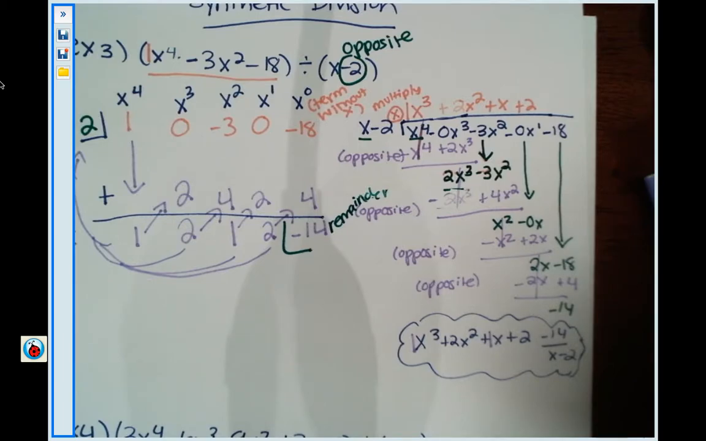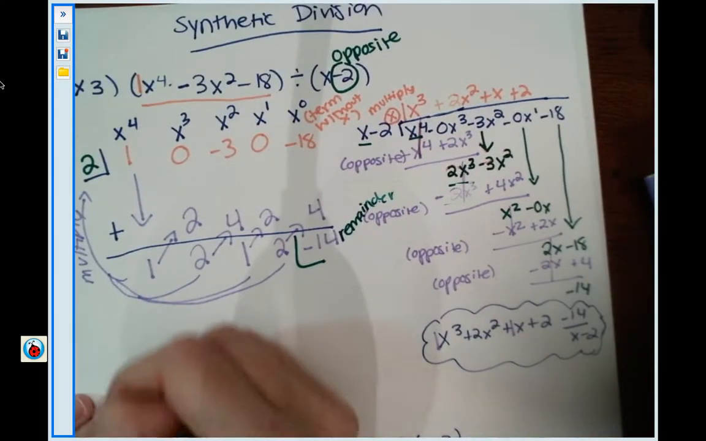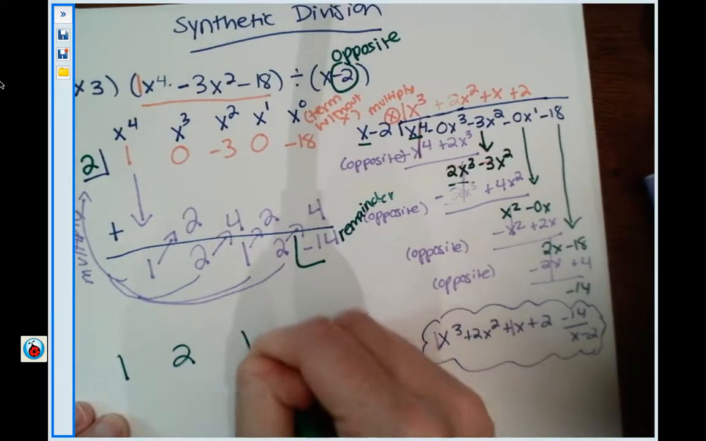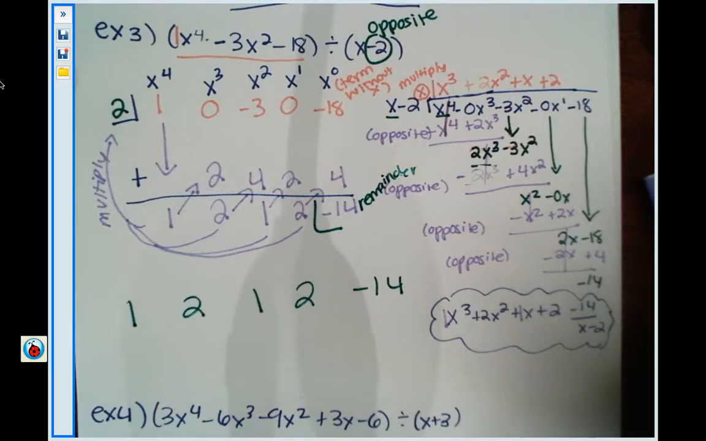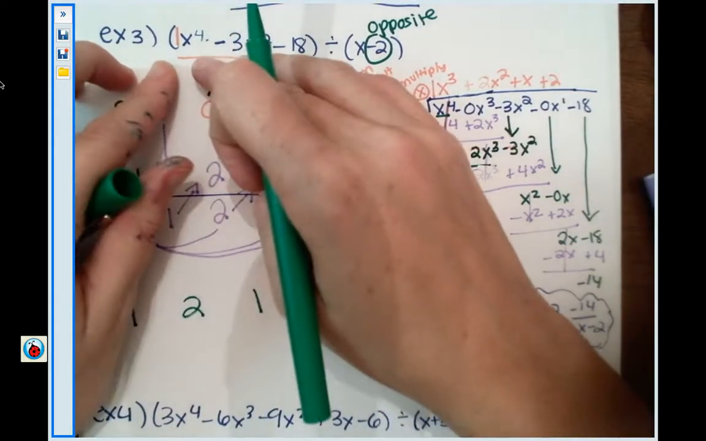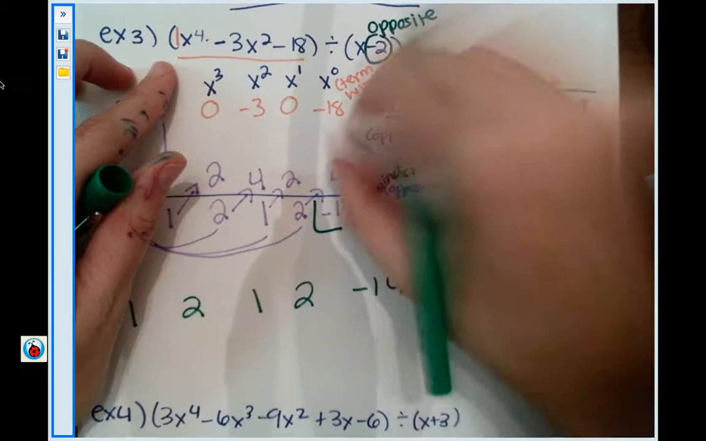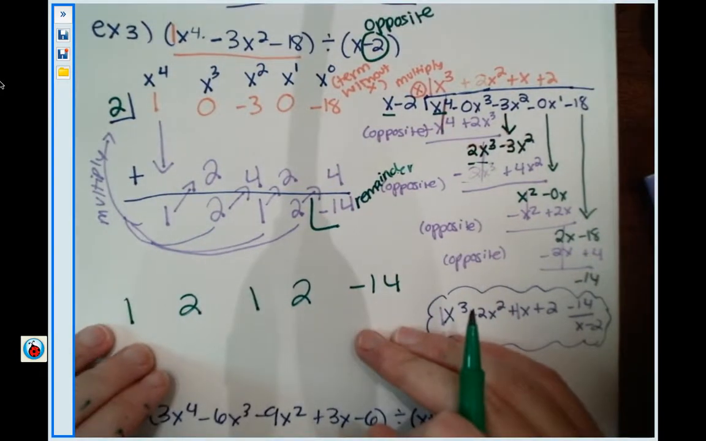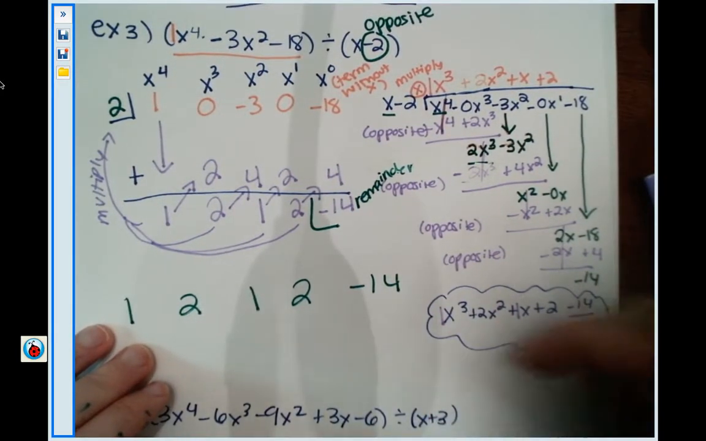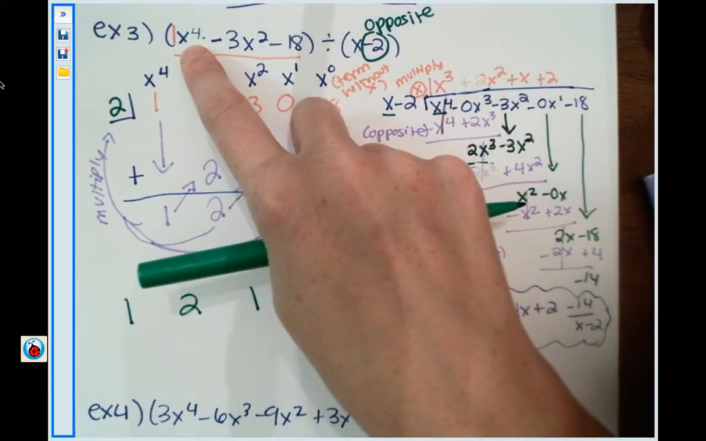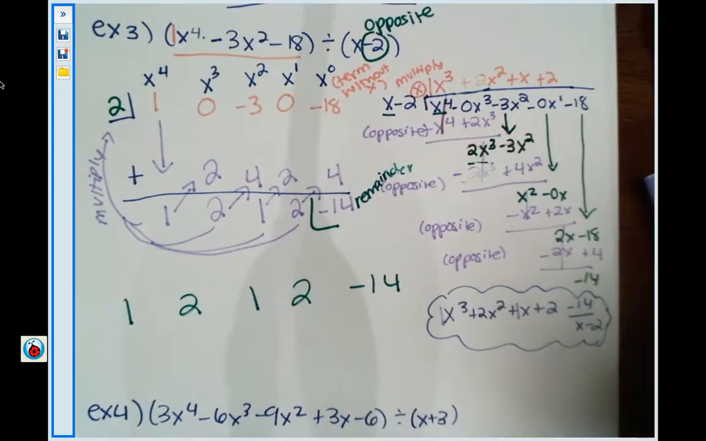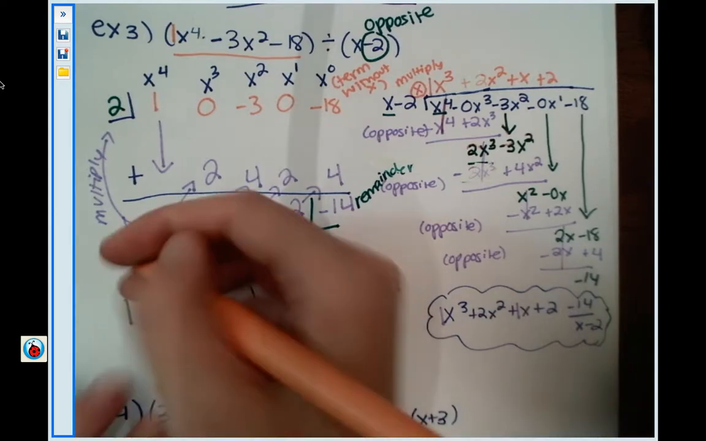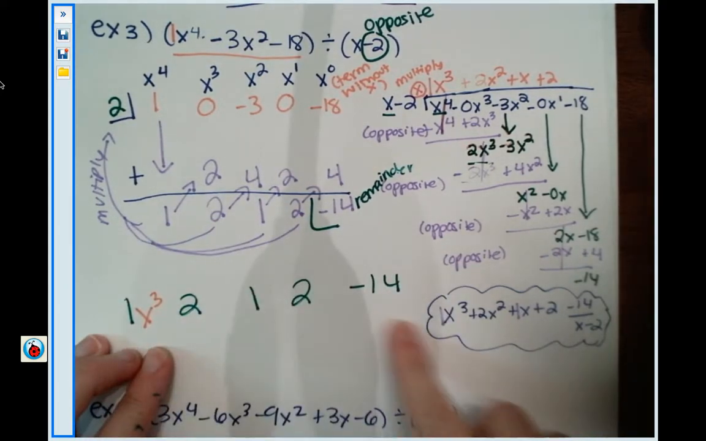So when we write this, I'm going to write these down again. So I have a 1, a 2, a 1, a 2, and a negative 14. Okay, since we're dividing, we get smaller. I start with an x to the fourth, so after I divide, I better get a smaller exponent, right? So in our final answer, we always start with one exponent less than our highest exponent. Our highest exponent is x to the fourth. So down here, I'm going to start with one less than that, which is x to the third. Okay, and I'm going to go down by 1 each time.